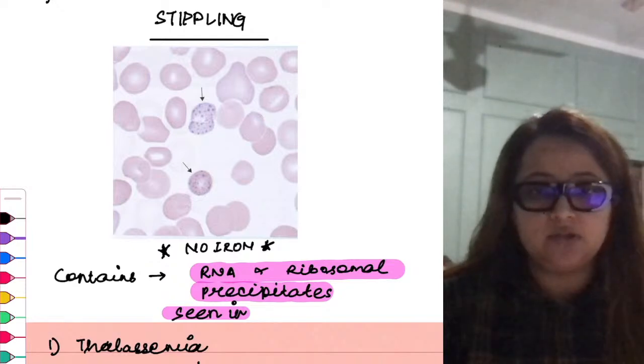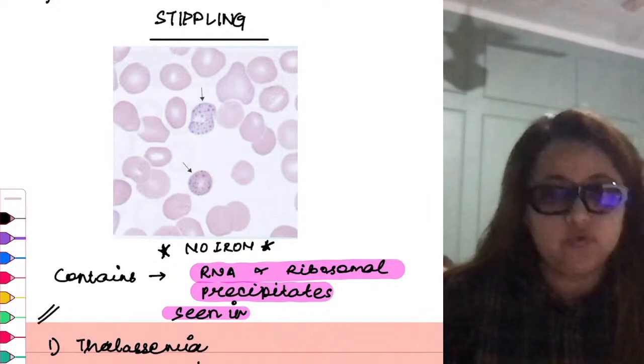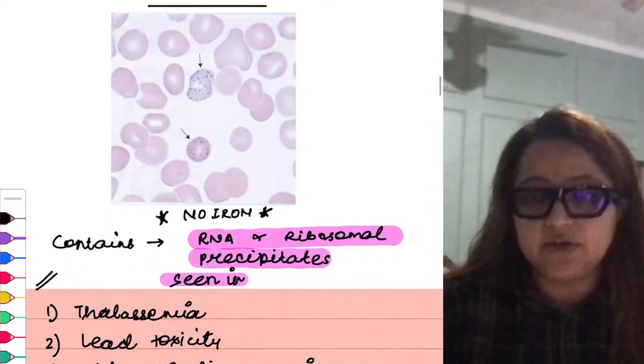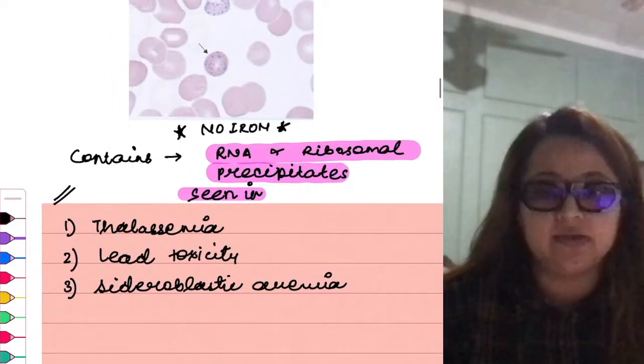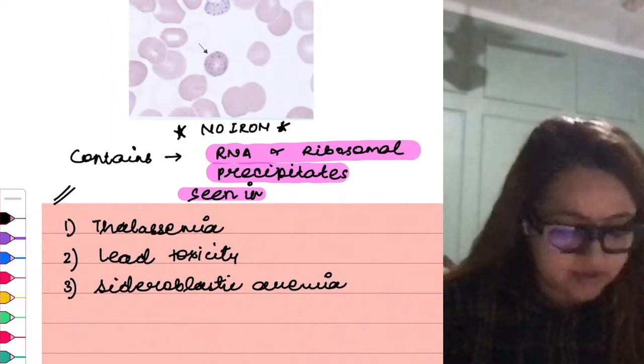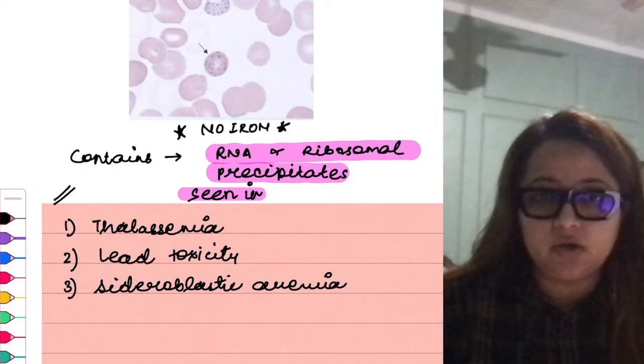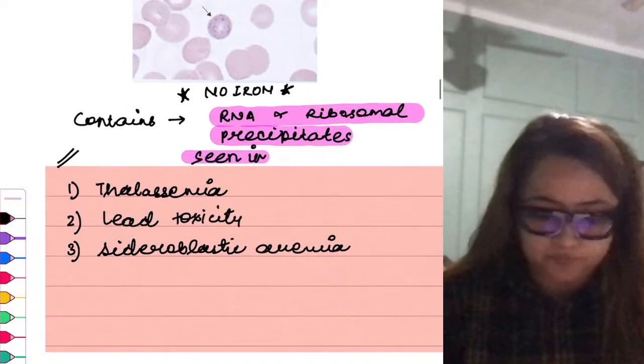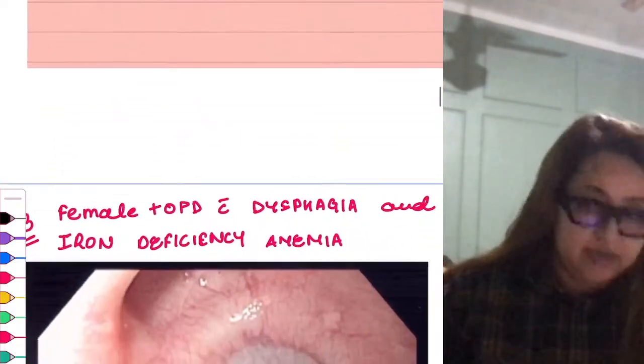Next high yield point regarding basophilic stippling: in which conditions do you see basophilic stippling? Number 1, thalassemia. Number 2 is lead toxicity. Number 3 is sideroblastic anemia. These are the very important points that you have to keep in mind regarding basophilic stippling. Now, moving on to the next high yield picture.